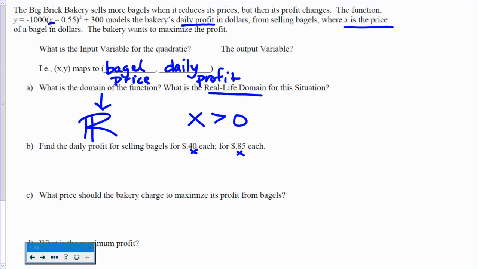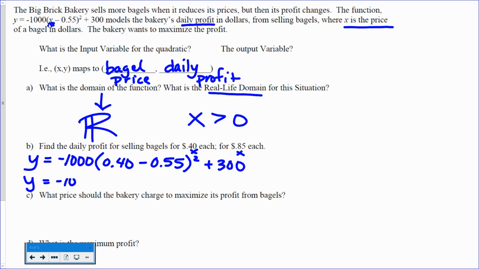So you will want a calculator for today's lesson and today's homework. Word problems are kind of messy. All right, so I'm going to plug in, in place of the X, the 40 cents. And I'll do the same with the 85 cents.